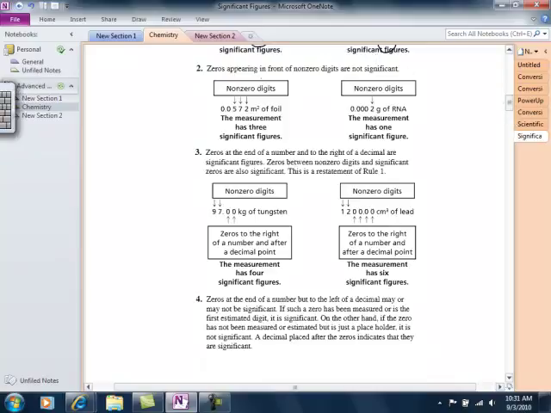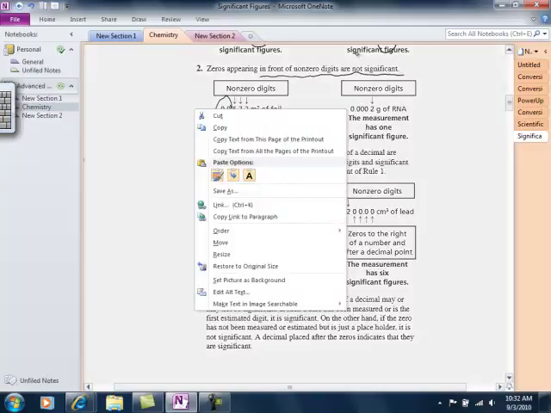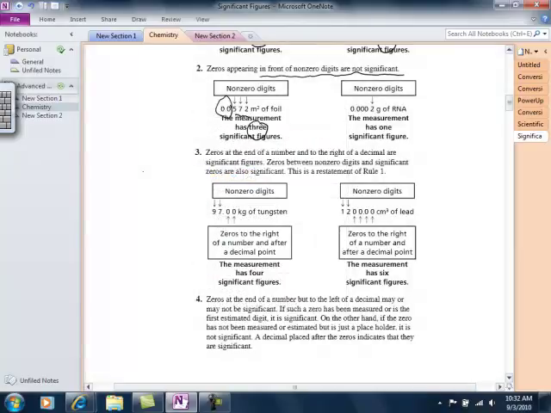Zeros in front of non-zeros are not significant. So these zeros are in front of non-zeros, so they're not significant. There are only 3 significant figures in this statement. So how many significant figures are in this statement? Right here, 0.0002. That's the only one, because all those other zeros are in front of it.